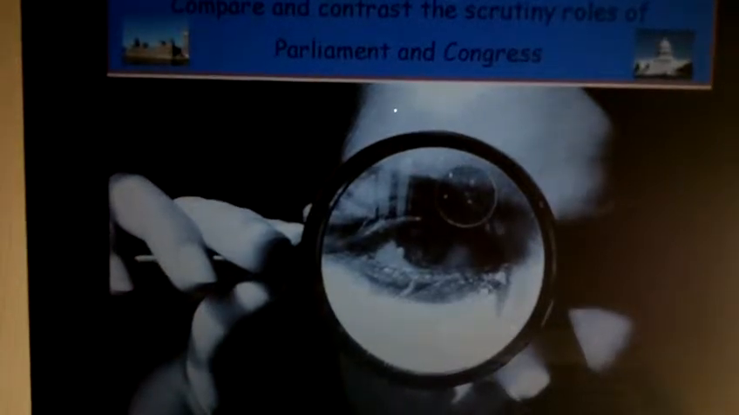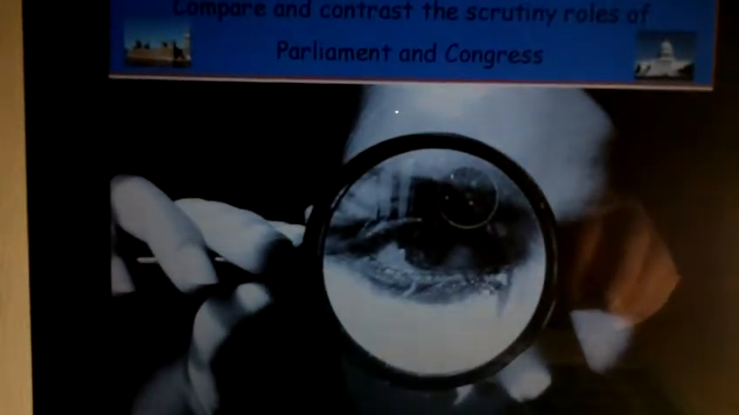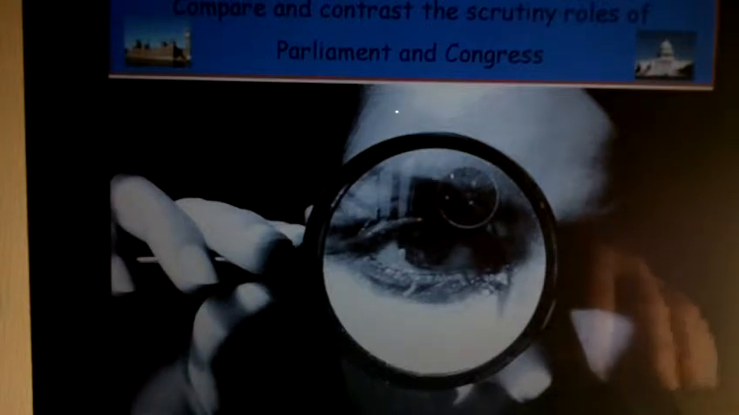The question under consideration is to compare and contrast the scrutiny rules of the UK Parliament and the United States Congress. Our response to this question must first delineate the political meaning of scrutiny. Whilst not directly the same as the legislative rule, most chapters in US and UK politics textbooks refer to the scrutinising of legislation by the legislature.